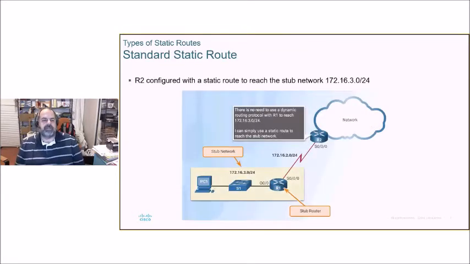So a standard static route is, R2 has been configured with a static route to reach the stub network of 172.16.3, which of course is this network. So as I said, there were the two routes that are required, and so this is the one we're talking about. So you need to specify the destination network with its mask and how do I get to it. That's what you need to do.